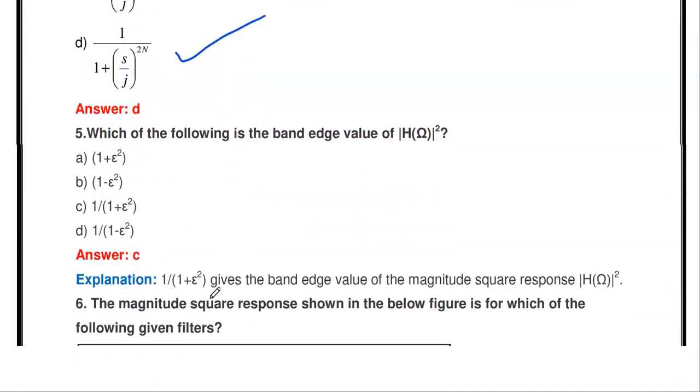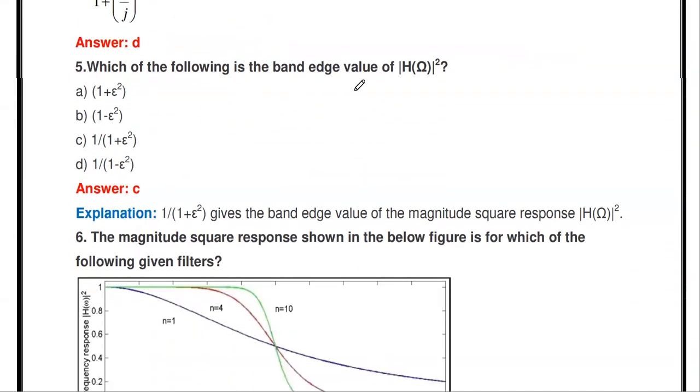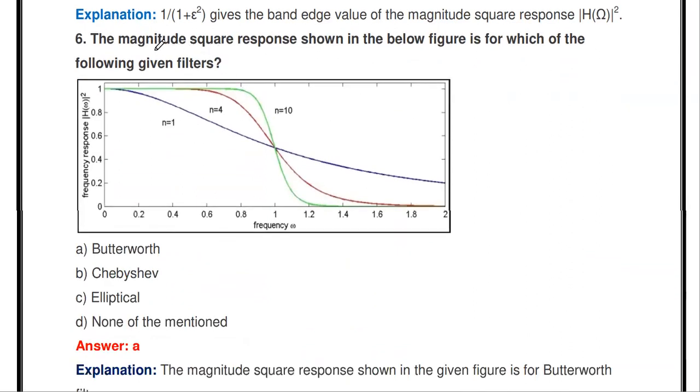Then the next one: which of the following is the band edge value of modulus of H of j omega the whole squared? It is 1 divided by 1 plus epsilon squared. It is the band edge value of the magnitude square value, 1 by 1 plus epsilon squared. Okay. Then the next thing: the magnitude square response shown below is for which of the following given filters. Here, the diagram is given.